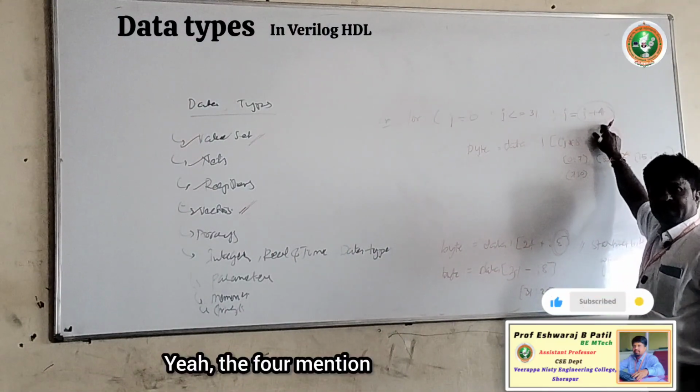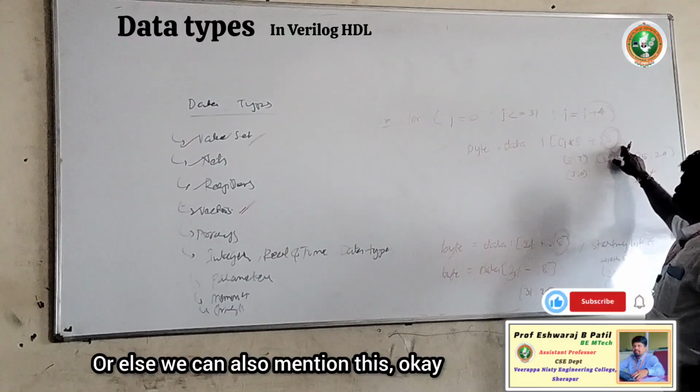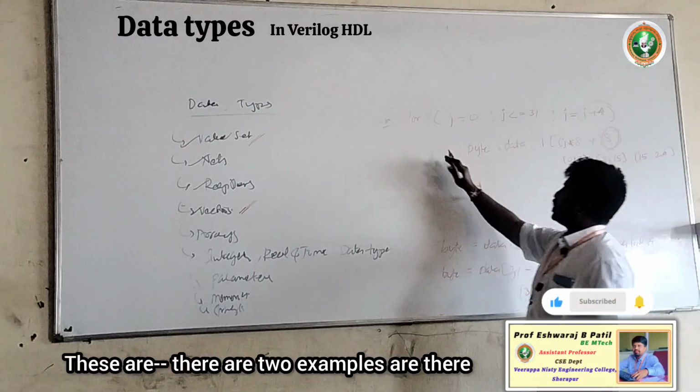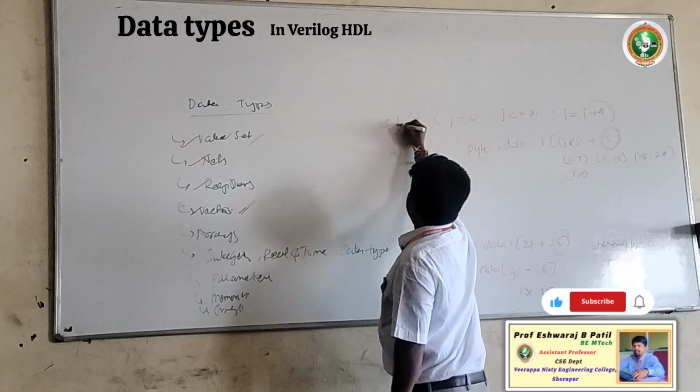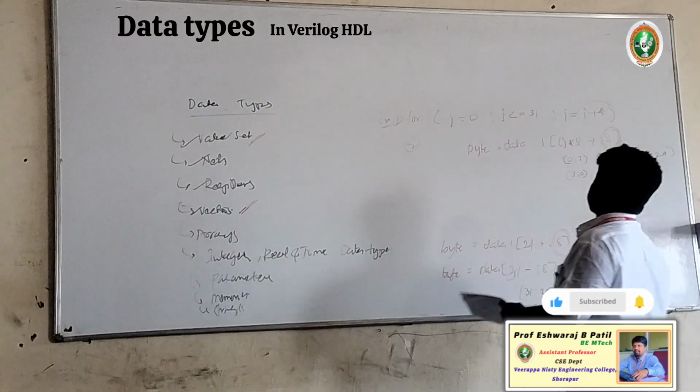Here we can mention it this way, or else we can also mention it this other way. Okay, there are 2 examples. One is the for loop, and another one is this one too.